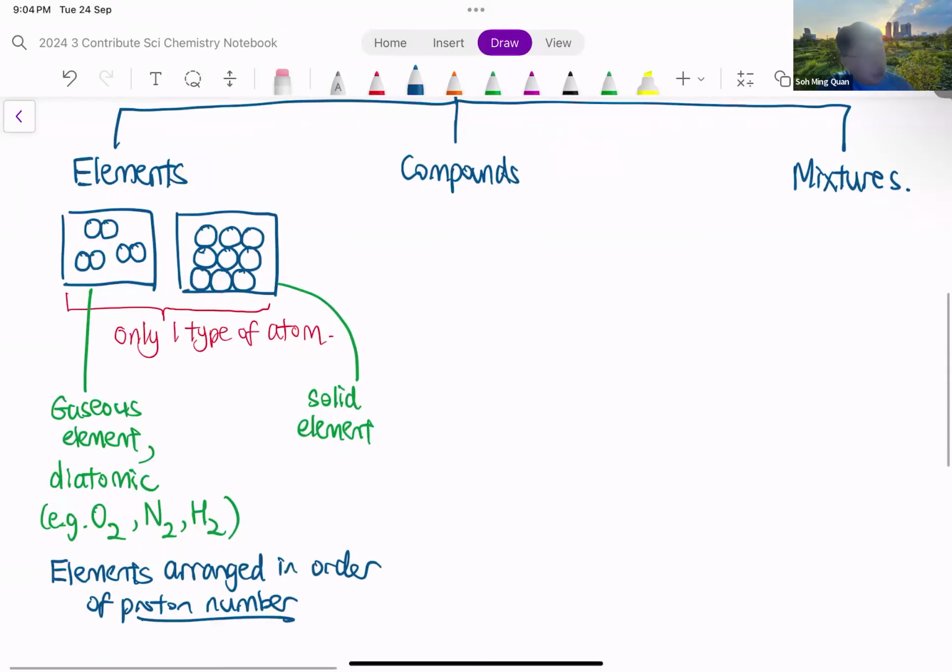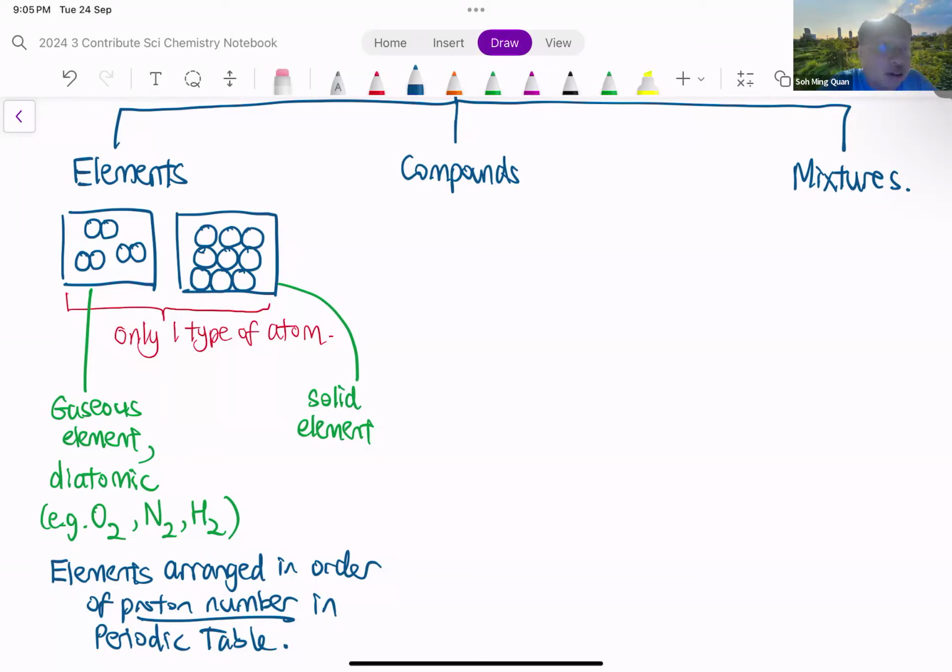Okay, in the periodic table, you can find elements. So if you can find it in the periodic table, it's an element. For instance, oxygen is an element, nitrogen is an element, iron is an element, because they are all in the periodic table. However, if you cannot find it in the periodic table, it's not an element.